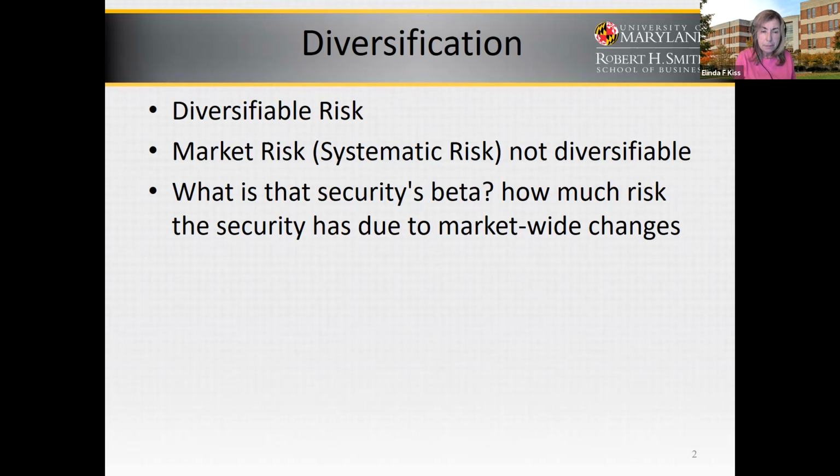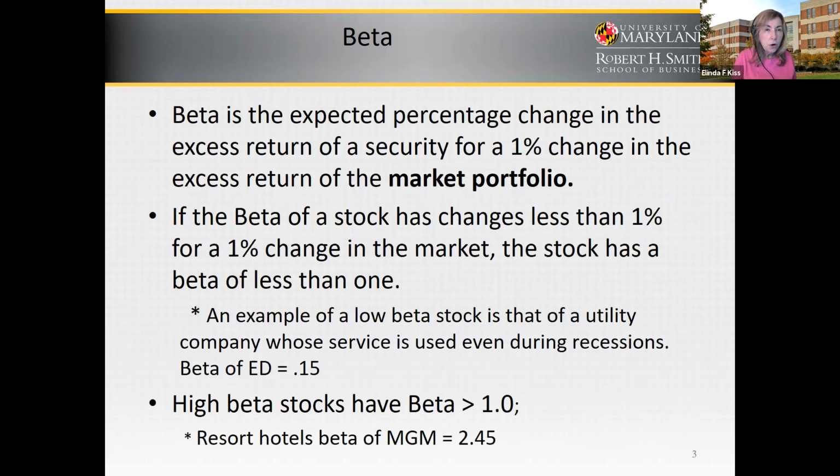What is the security's beta? That's going to tell us how much risk the security has and therefore how much risk we should expect from that security. We can look at historic returns for a stock versus the market, and that tells us how well a security is doing relative to the market. Is it moving more than the market or less than the market when the market goes up or down? If the stock has more swings in return than the market does, that stock has a beta of greater than 1. The beta of the overall market portfolio is 1.